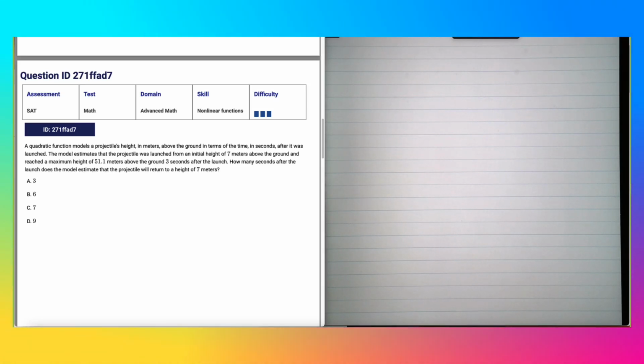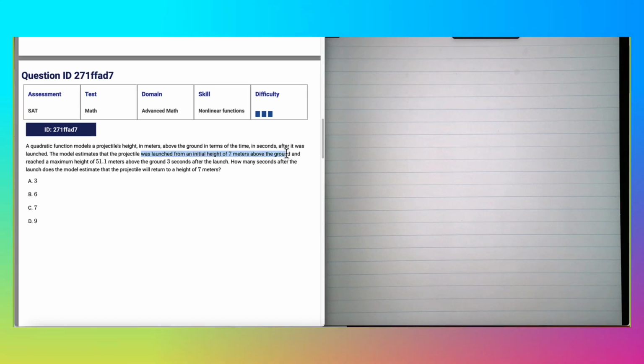A quadratic function models the projectile's height in meters above the ground in terms of the time in seconds after it was launched. The model estimated the projectile was launched from an initial height of 7 meters. So we're starting from 7 meters above.